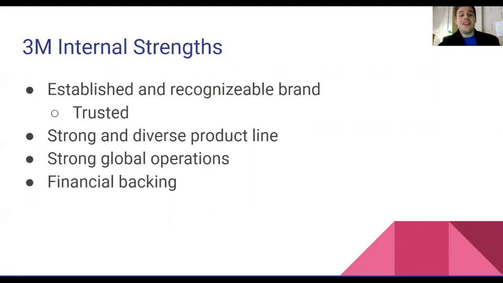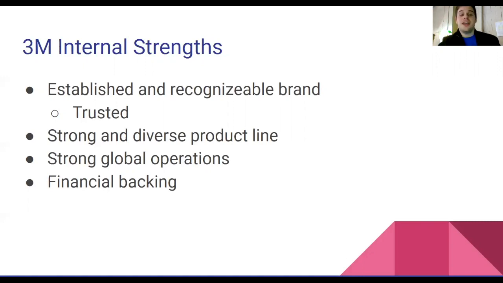Another internal strength is its strong global operations. The diversity of its products allows 3M to enter many different markets and many different industries all across the globe. In total, its large product line gives it a market presence in over 200 different countries around the world, and gives it operations, either headquarters or factories, in over 65 different countries.